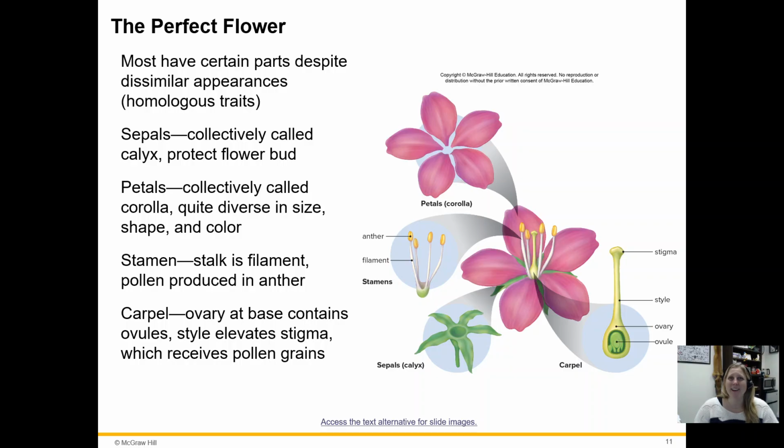like the honeysuckle. Sorry, my brain stopped for a second on what flower I was thinking of.